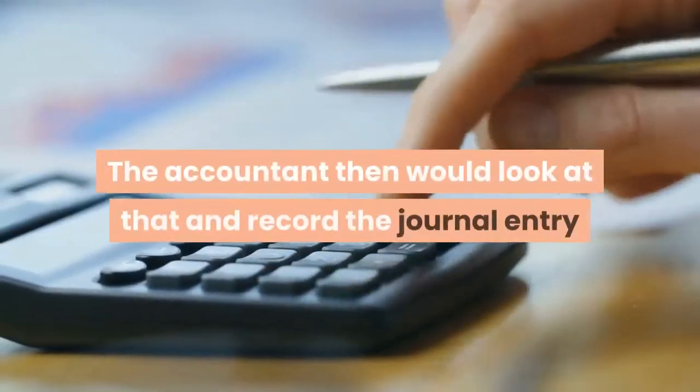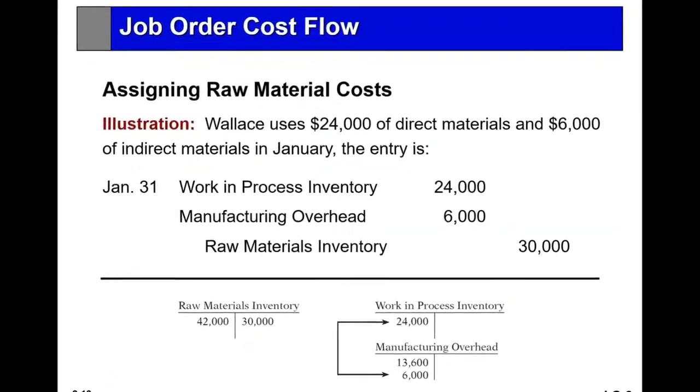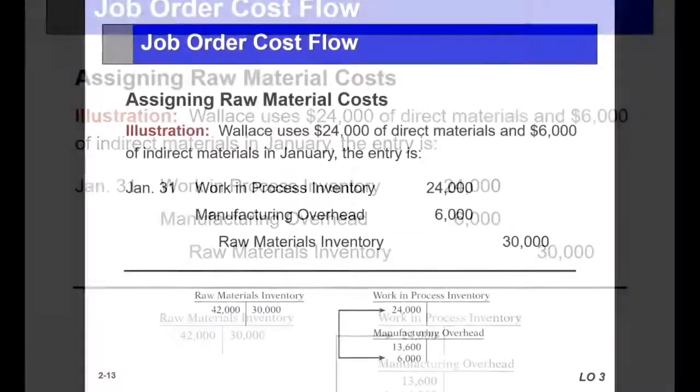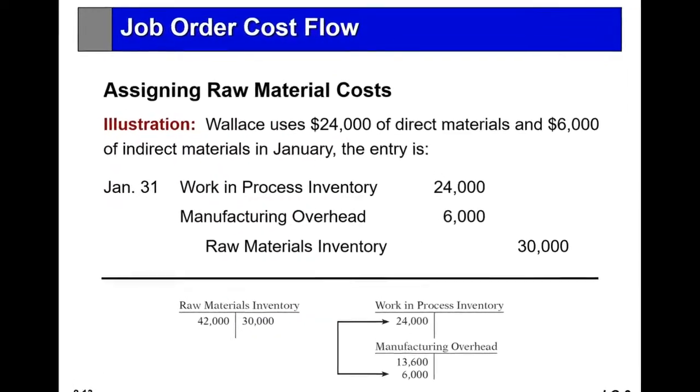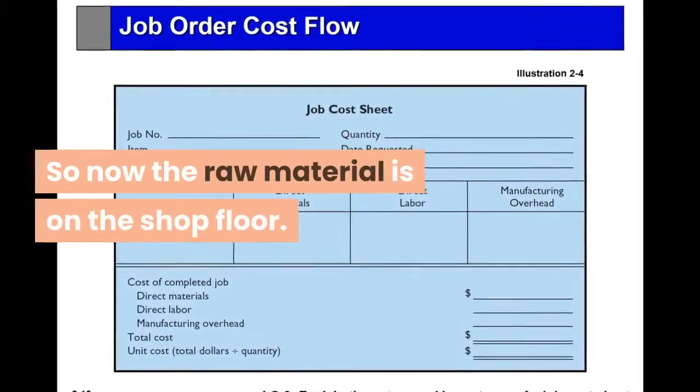The accountant then would look at that and record the journal entry, and the journal entry simply would be: debit work in process inventory, debit manufacturing overhead, and credit raw material inventory. So now the raw material is on the shop floor.